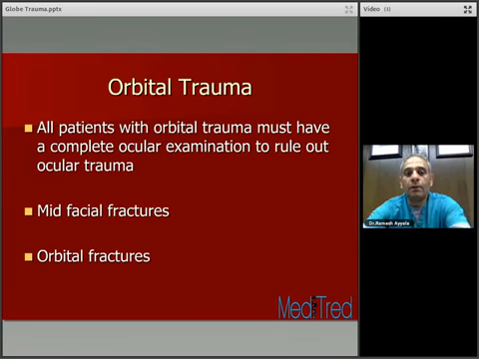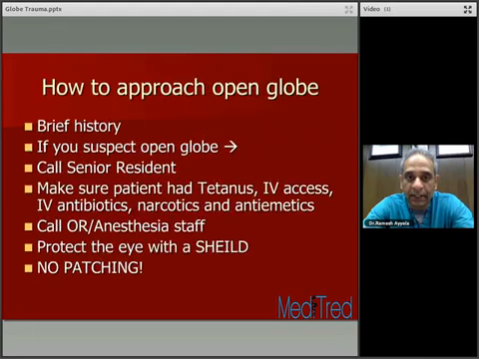Orbital trauma, all patients with orbital trauma must have a complete ocular examination to rule out ocular trauma. Mid-facial fractures and orbital floor fractures are what we're going to concentrate on today. So how to approach a patient with open globe. First of all, you have to take a brief history. If you suspect open globe, call your senior resident, and this is for the sake of the first and second year residents, because in most residency programs, it's the junior resident who first encounters the patient with an open globe.